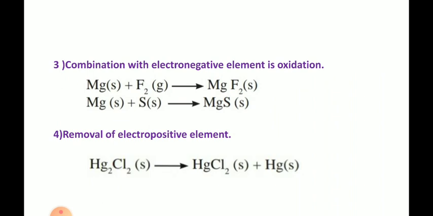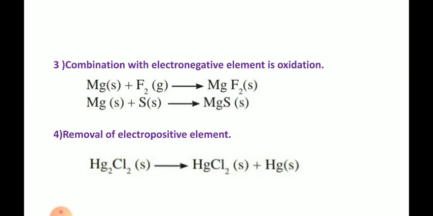Magnesium, when it combines with an electronegative element such as fluorine, which is the most electronegative element in the periodic table, will form MgF2. And magnesium again, when it combines with an electronegative element which is less electronegative than fluorine, will form MgS. This is also a process we call oxidation.